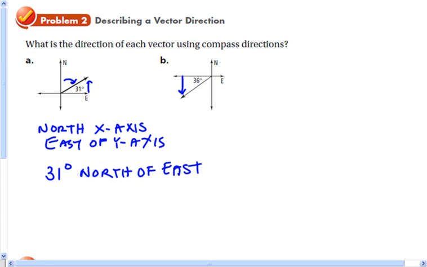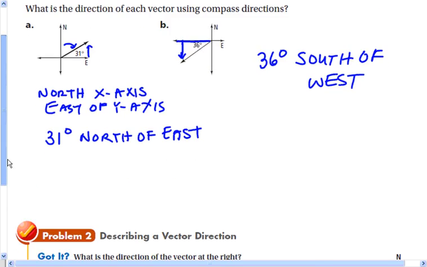This next one is south of the x-axis, and it is west of the y-axis. So we're going to say it's 36 degrees, and we're going in a south direction of the x-axis, and in the west direction of the y-axis. So it's 36 degrees south of west. So if we were heading west, this angle is pushing us to the south of that direction. All right, go ahead and try that.